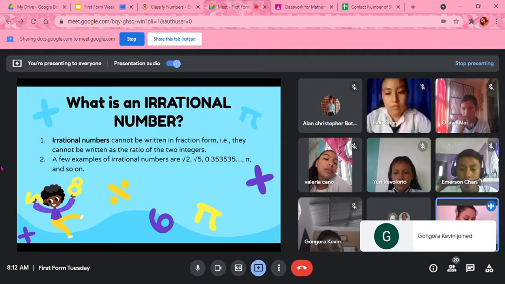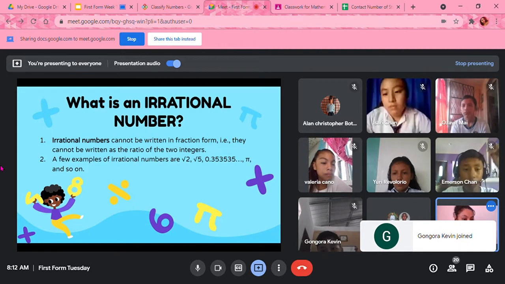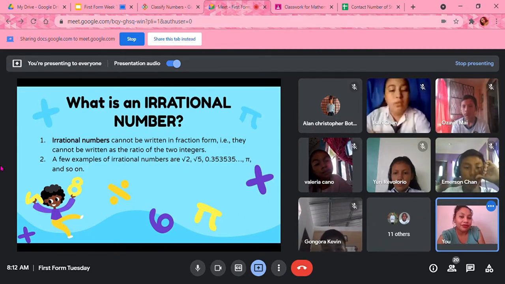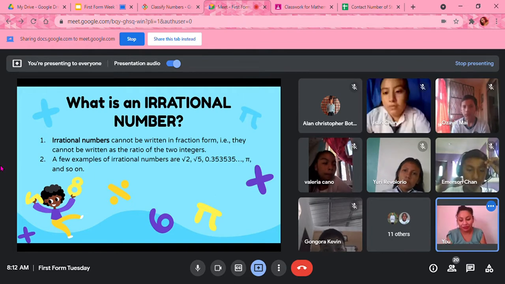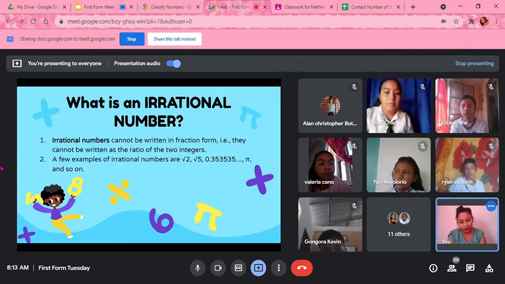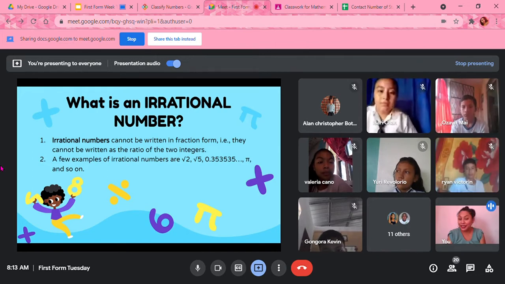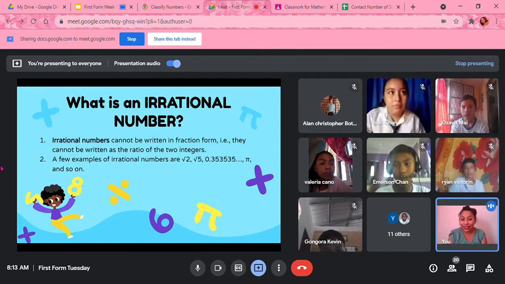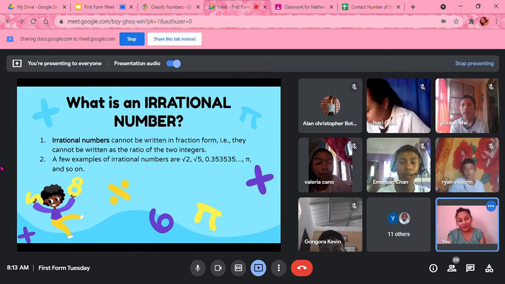Can I write that as a fraction? And then we have pi. What does pi mean? Can anybody tell me what is the value of pi? 3.41. That's it? Just 3.41? Or does it continue? Nobody knows?